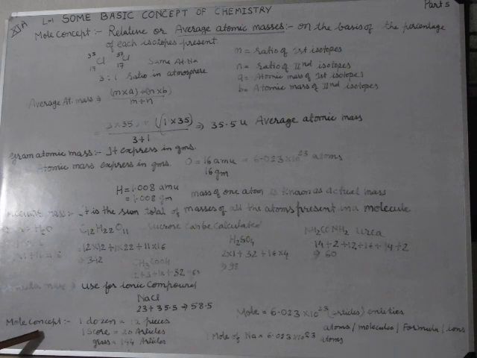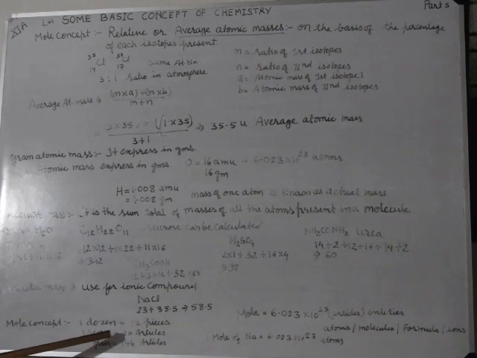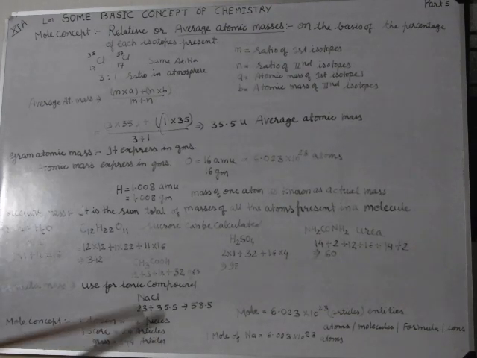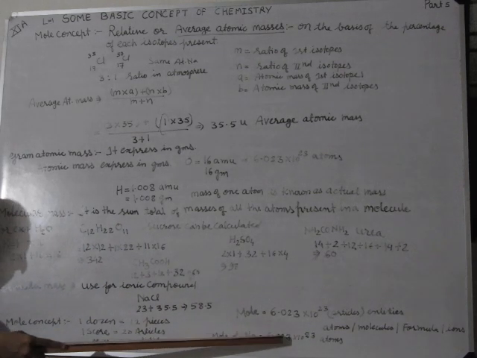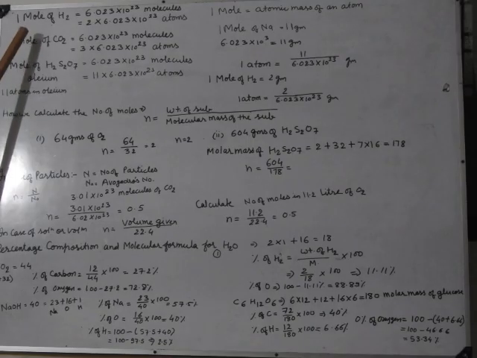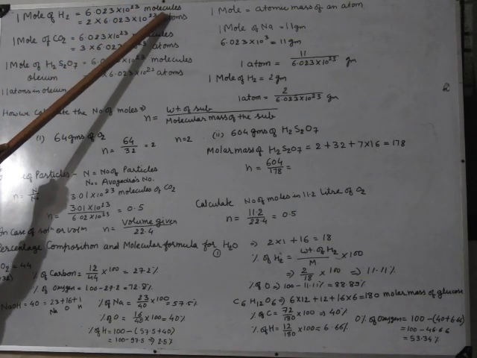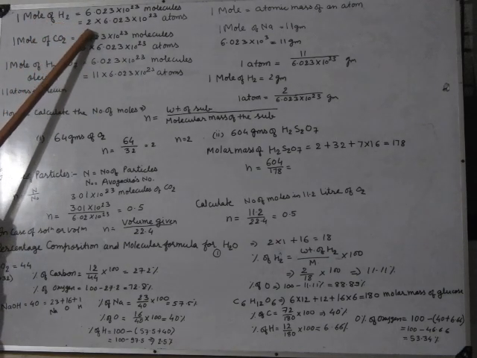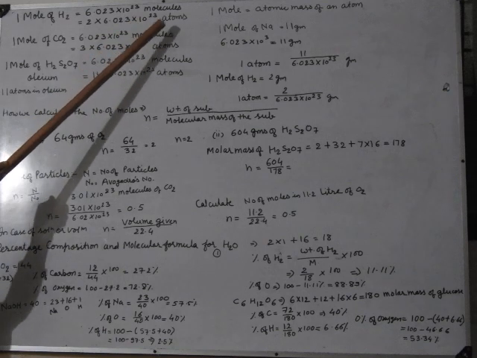We can understand the mole concept this way: 1 dozen has 12 pieces, 1 score means 20 articles, 1 gross is equal to 144 articles. So, in the mole concept, 1 mole of sodium has 6.023 into 10 to the power 23 atoms. 1 mole of hydrogen is 6.023 into 10 to the power 23 hydrogen molecules. The hydrogen molecule has atomicity 2, so it is 2 into 6.023 into 10 to the power 23 atoms.